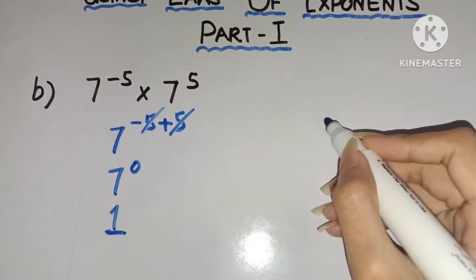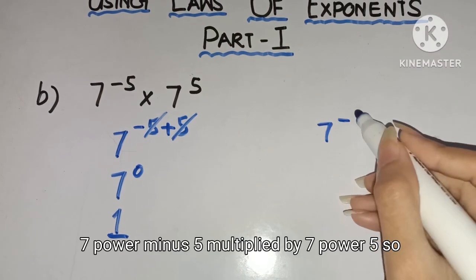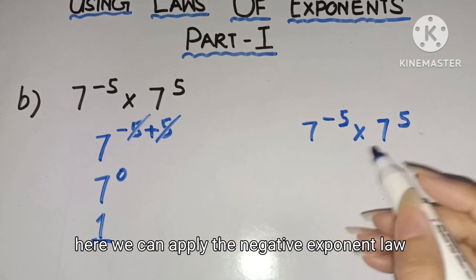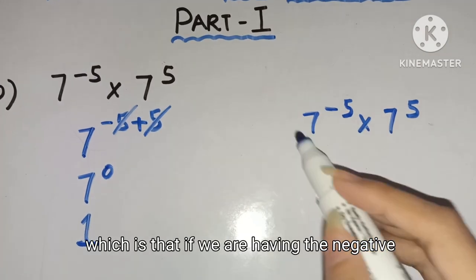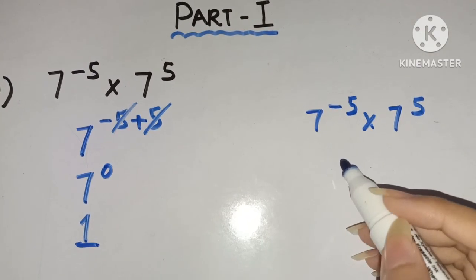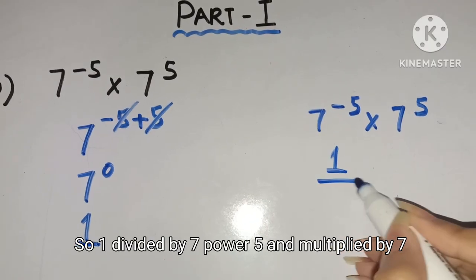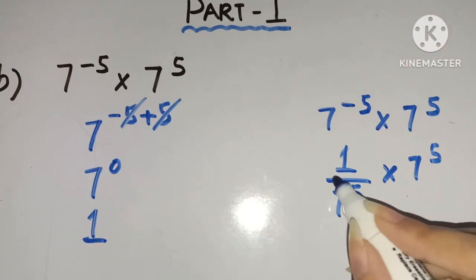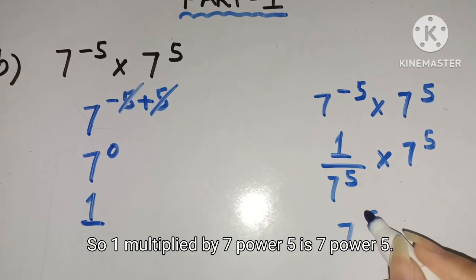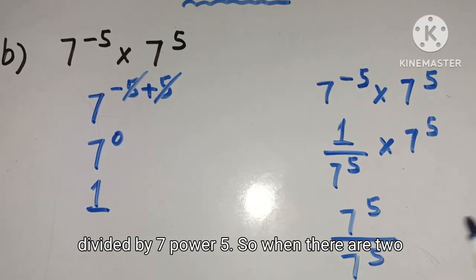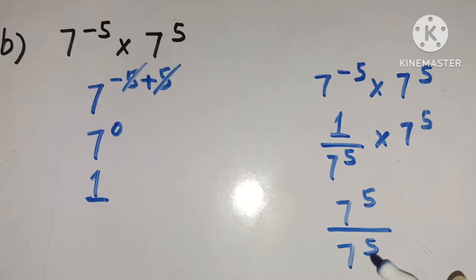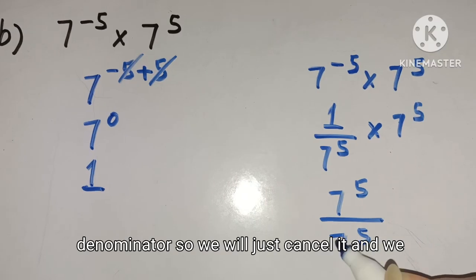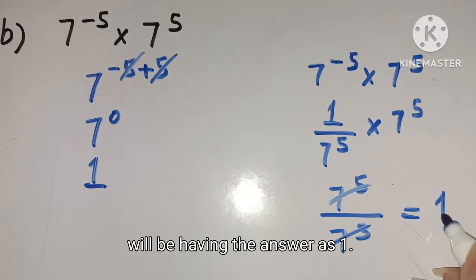The next method is 7 power minus 5 multiplied by 7 power 5. Here we can apply the negative exponent law, which says that if we have a negative power, we can convert it into a positive power by taking the reciprocal of it. So 1 divided by 7 power 5 multiplied by 7 power 5. So 1 multiplied by 7 power 5 is 7 power 5 divided by 7 power 5. When there are 2 same numbers being divided by each other, meaning the numerator is the same as the denominator, we just cancel it, and we have the answer as 1.